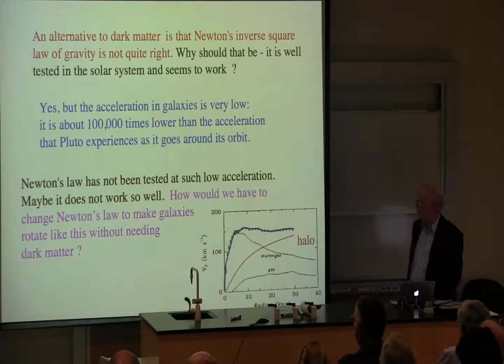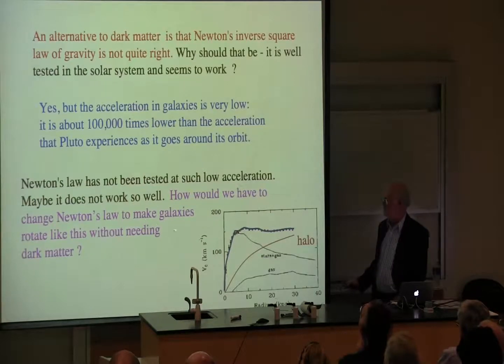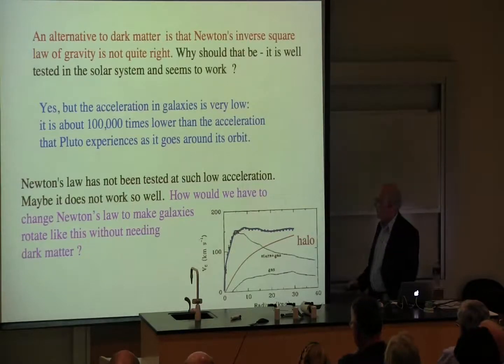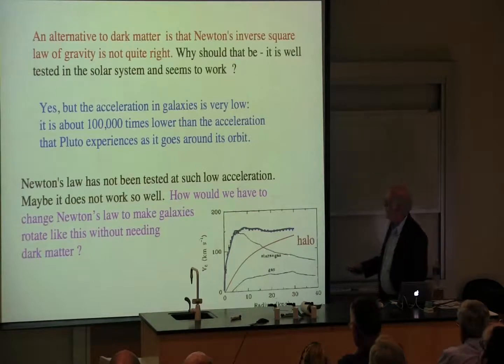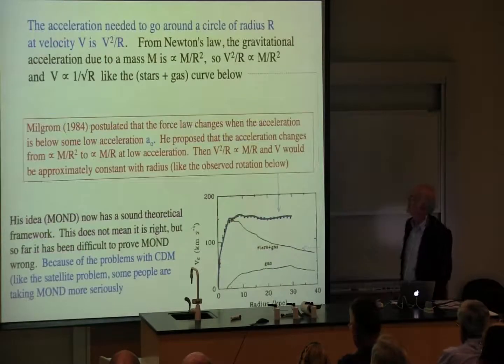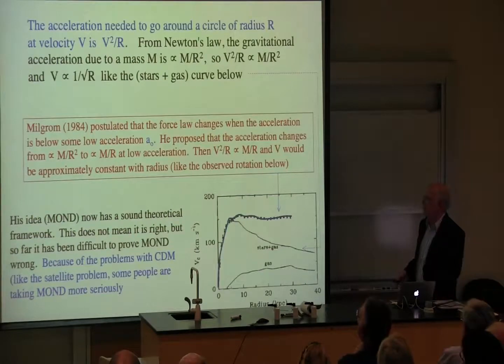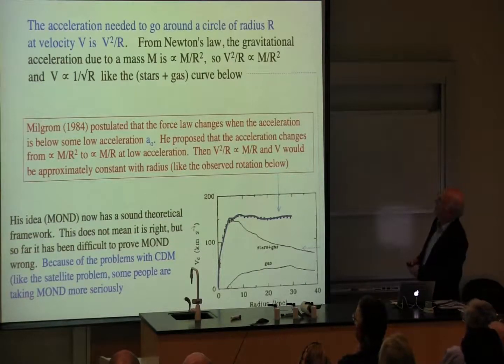Well, what would we have to do? How would we have to change Newton's law to make galaxies rotate like this, flat, instead of like this, dropping off like that? Okay, this all goes back to a chap called Milgrom in 1984. He just said, all right, well, the acceleration we need to go around the circle is v squared over r.